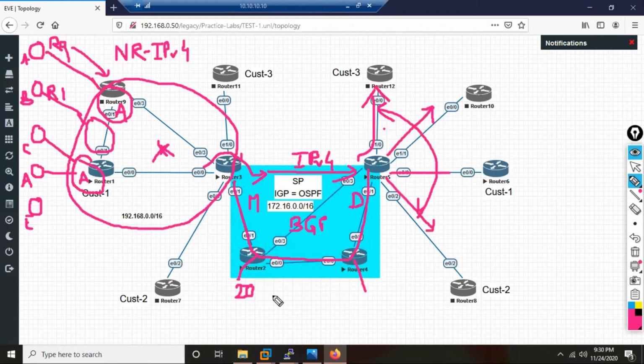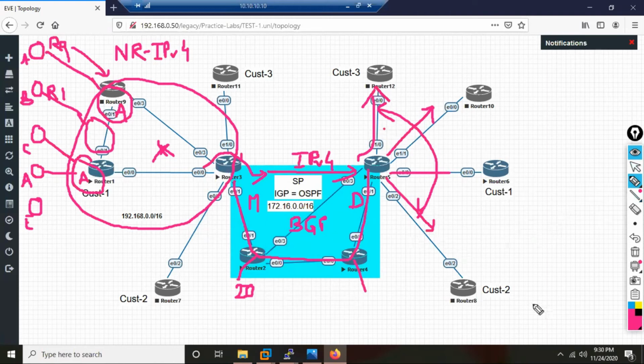MPLS labeling. So the customer is sending you normal, everything normal. Routes also he will send normal. Traffic also he sends normal. But you cannot transport it normal in your cloud. Why? Because if you send normal, no use. So what did they think of?